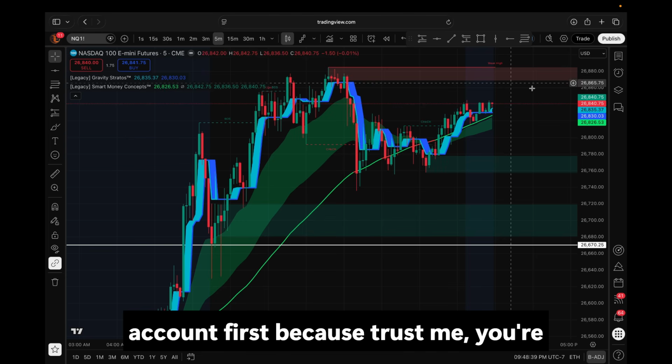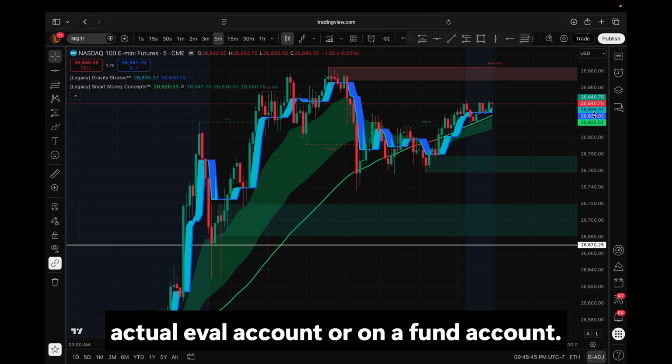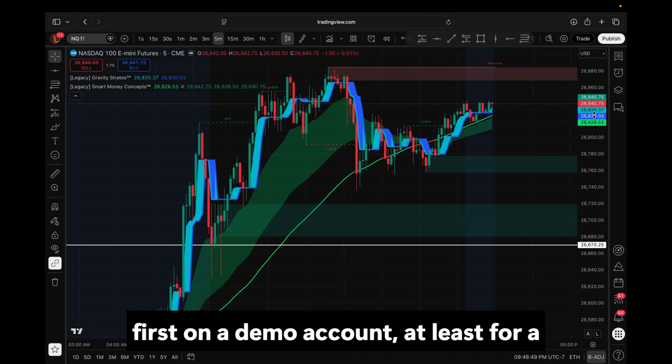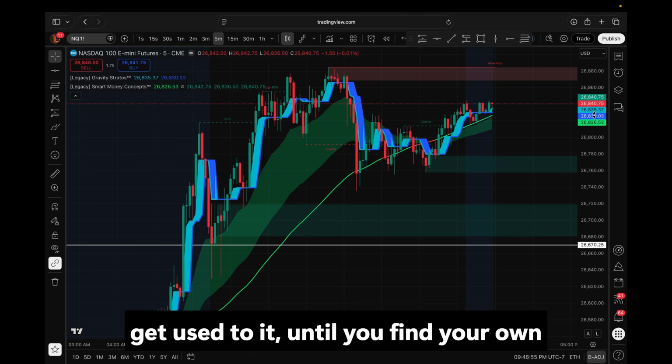Always test this first on a demo account, because trust me, you're not going to get it perfect on an actual eval account or on a fund account. So I would highly recommend testing this first on a demo account, at least for a couple of days, even a week, until you get used to it, until you find your own rhythm.